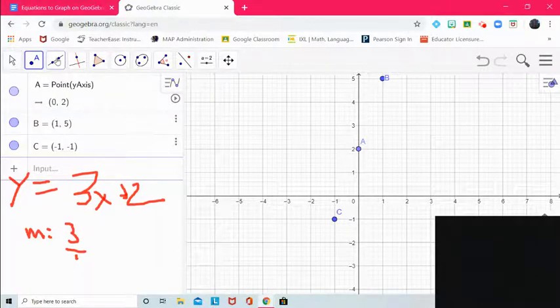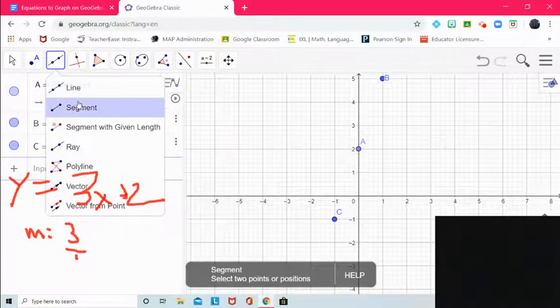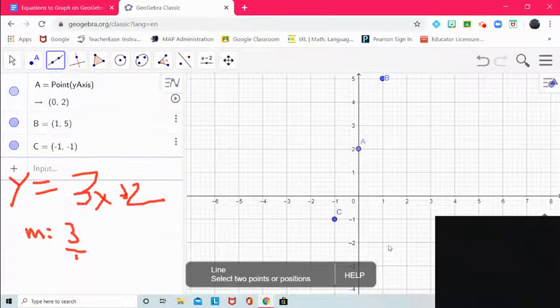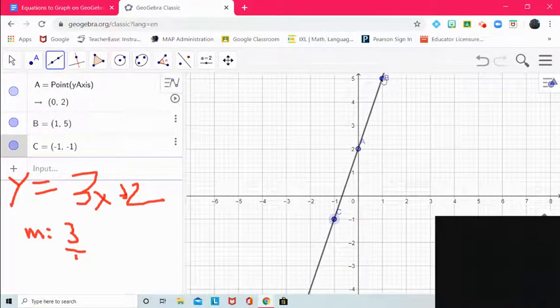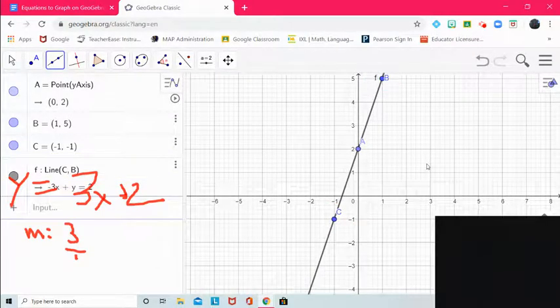So our next step is we're going to go over to this, and you're going to hit line. It's going to ask you to put your cursor on one of the points and then on another one. And there you go. You just graphed the line y equals 3x plus 2.